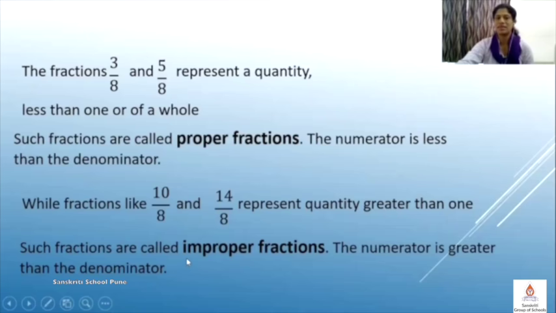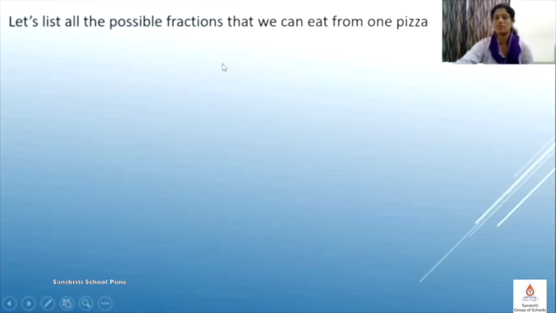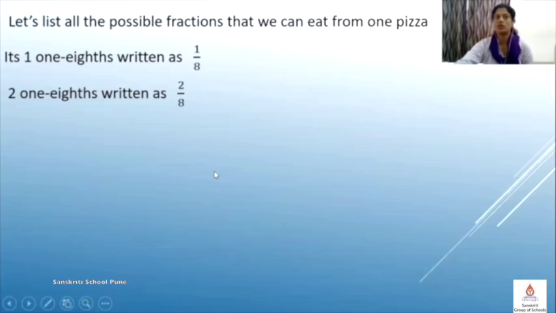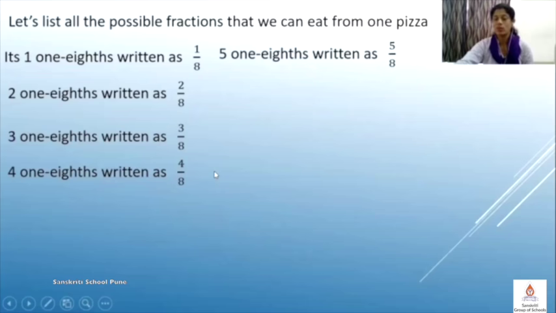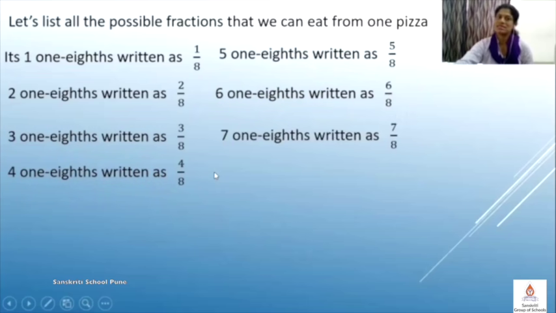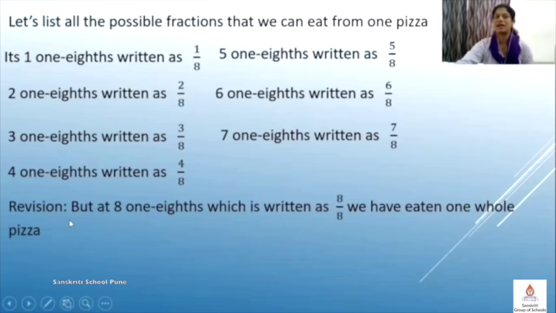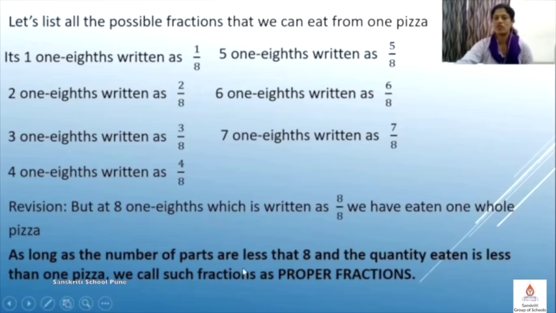Children, though the name indicates improper fraction, there's nothing wrong. Let's list all possible fractions that we can eat from one pizza. It's 1/8, 2/8, 3/8, 4/8, 5/8, 6/8, 7/8. But at 8/8, which is written as 8 upon 8, we have eaten one whole pizza. As long as the number of parts is less than 8 and the quantity eaten is less than one pizza, we call such fractions proper fractions.